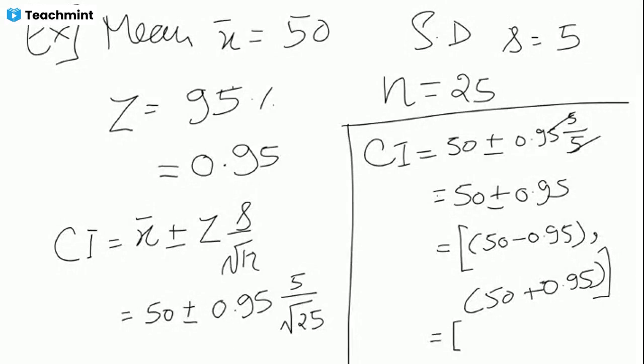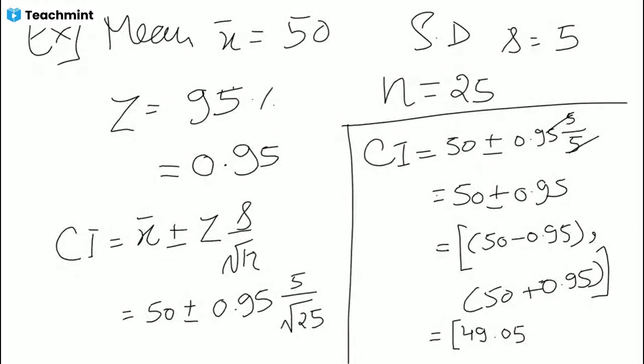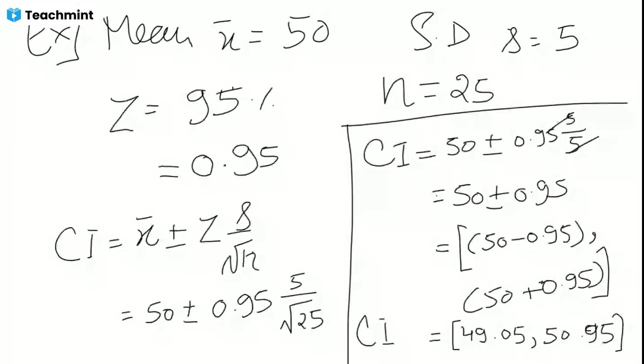So now let us find. So we have 49.05 and 50.95. So this is the confidence interval. Okay, so now let us go to the next topic.